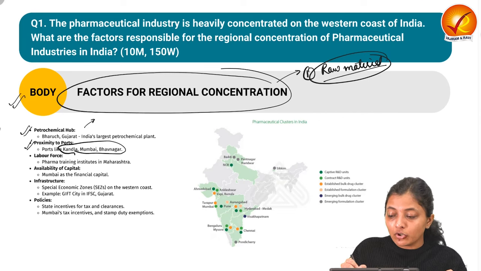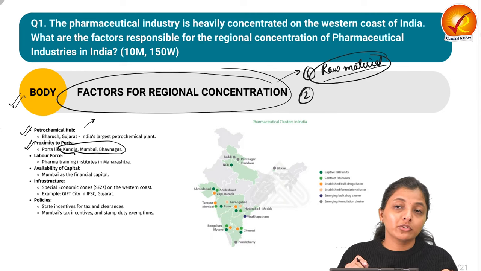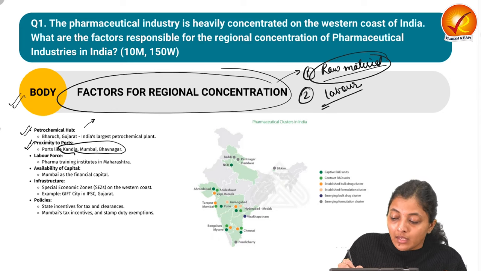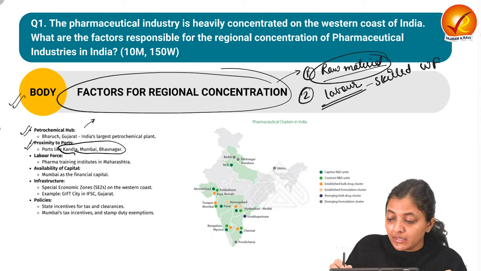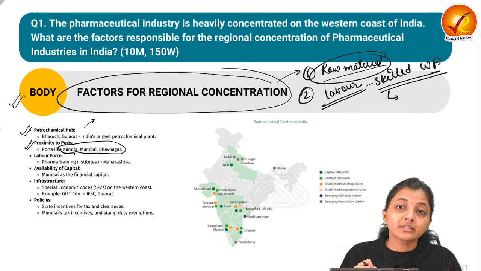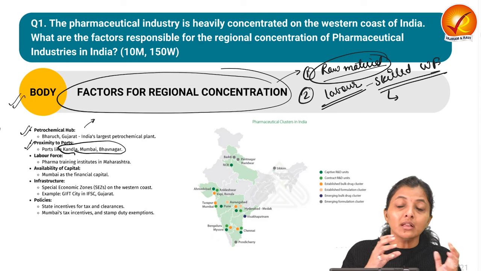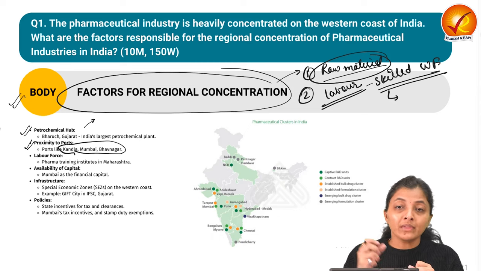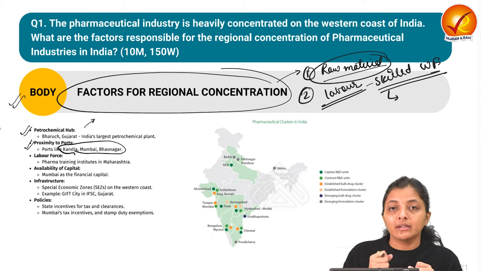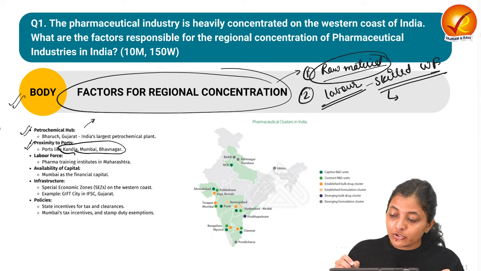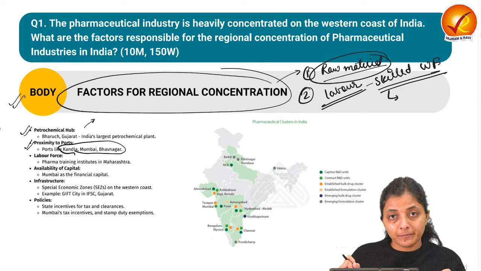Then next, after raw material, what we need for the establishment and the good operational facilities of the pharmaceutical industries. Next is labor. For the pharmaceutical industry, we need the skilled labor force, or skilled workforce. And for the skilled workforce, we need good educational and research institutions where innovation happens, where there should be collaboration between what exactly the industry is requiring and what the academic colleges are providing, so that there should not be a demand and supply mismatch of employees. So there should be good collaboration between the industry and the academic institutions.